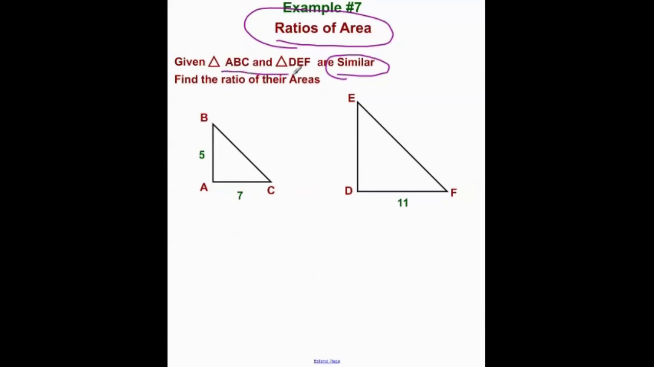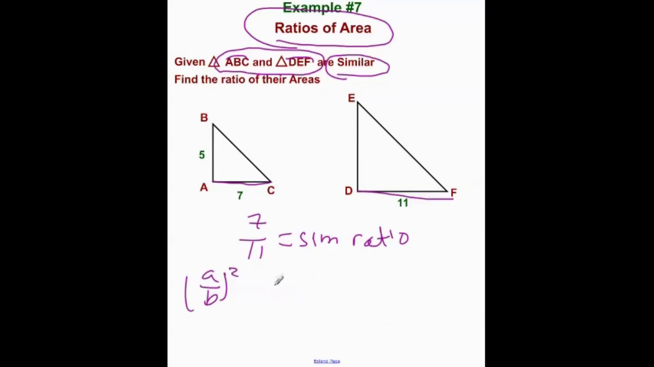Here's a key piece of information right here. ABC and DEF. That means AC corresponds to DF, according to this right here. So I'm just going to do 7 over 11 as my sim ratio. Pretty easy. So the ratio of my area, I'm just going to square it. Remember that a over b squared? So we're going to have 49 over 121. That is it. Okay, moving on. Hopefully you paused and had that answer before I did it.